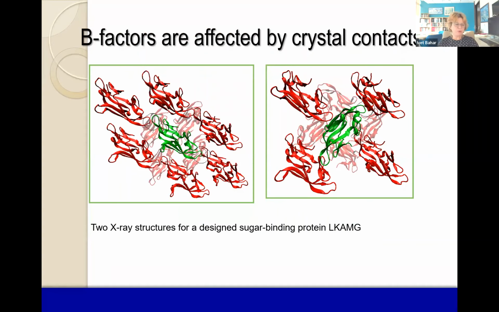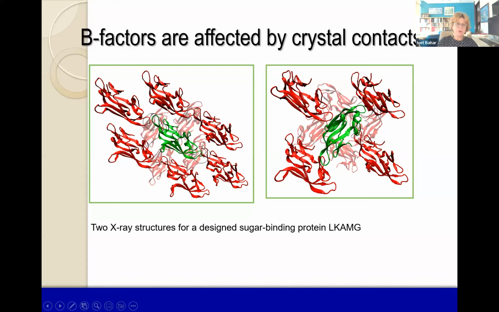However, one needs to be careful when B factors are used for validation or calibration, because the B factors for a given protein, let's say this green protein, are also affected by crystal contacts. The way a given protein crystallizes, if you look at it, it's not a single molecule, but it's an array of molecules arranged in well-defined packing geometries. And this packing geometry may be even different under different crystallization conditions. So for the same designed peptide here, a small protein, you have 2 different crystal packing.